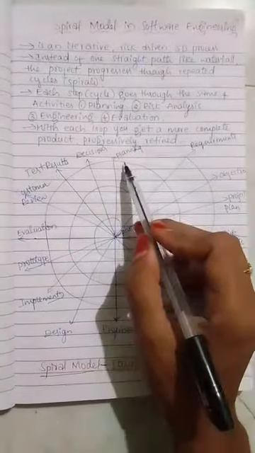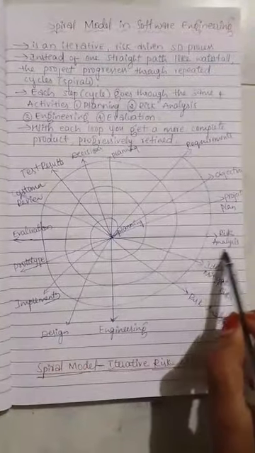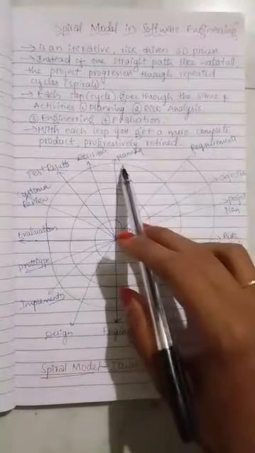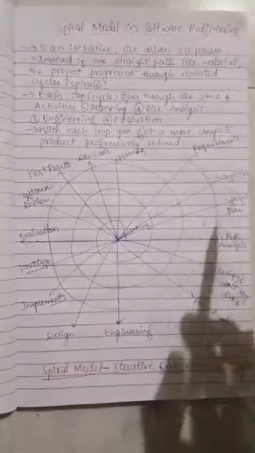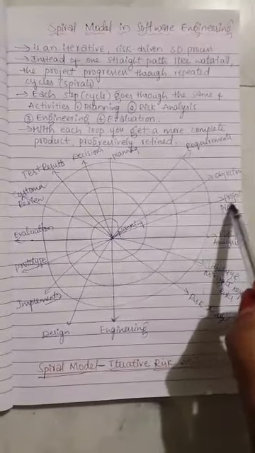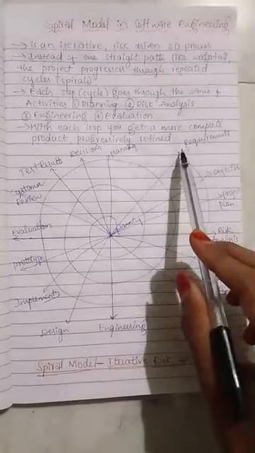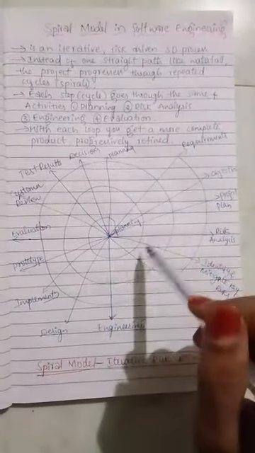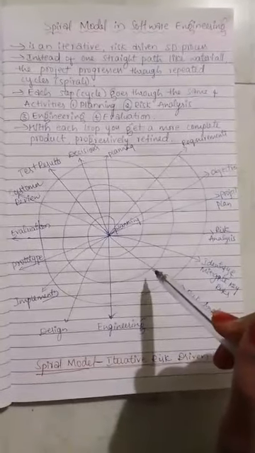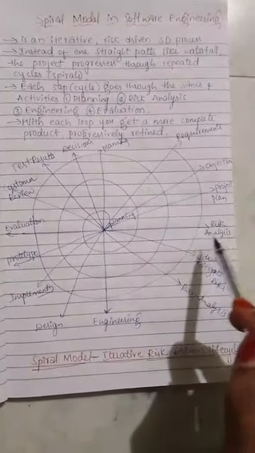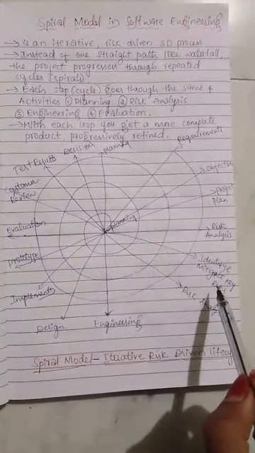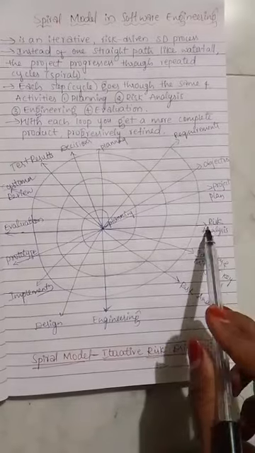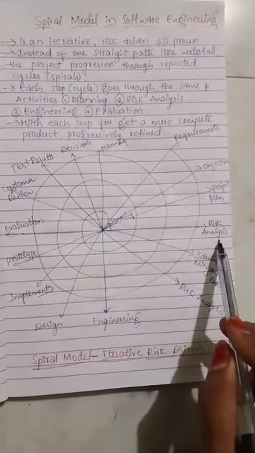Here we have four phases: planning, risk analysis, engineering and evaluation. In planning we have requirements, objectives and project plan. These are the steps involved in planning. You can write these steps as I tell them while explaining. And in risk analysis we have to identify and mitigate the key risks.